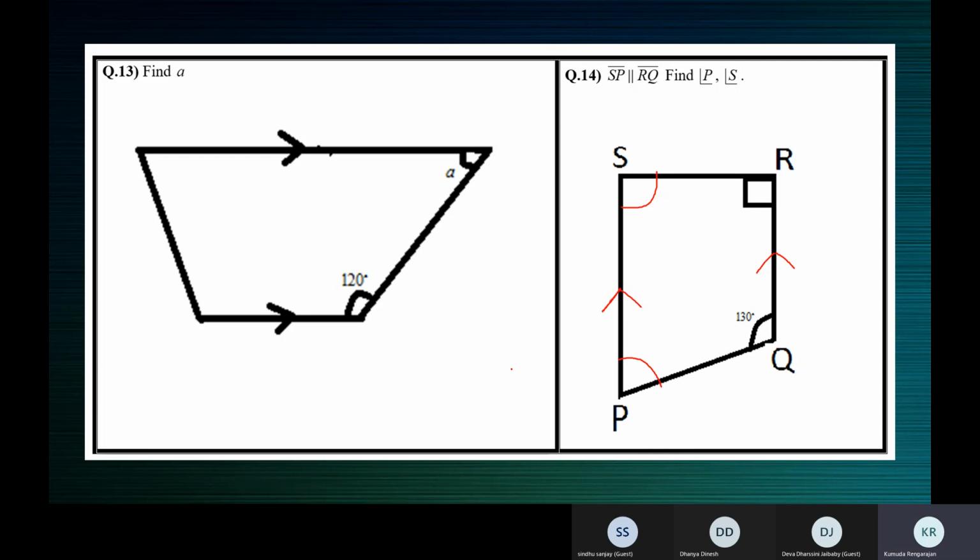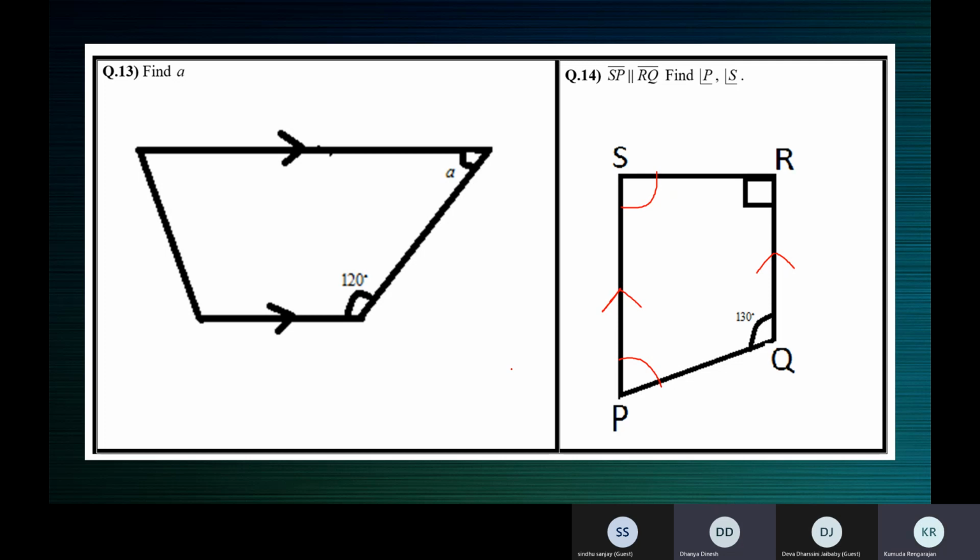What is a special name you can give to this quadrilateral? Square, ma'am. No. Can you see one corner is 130 degrees? Then how can it be a square? Trapezium, ma'am. Yes, PQRS is a trapezium. Why? There is only one parallel side, ma'am.